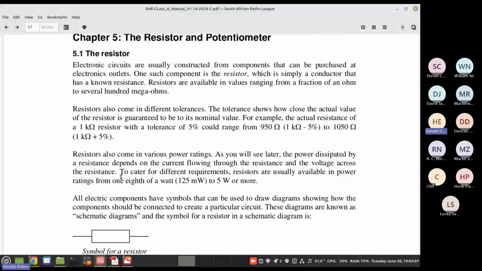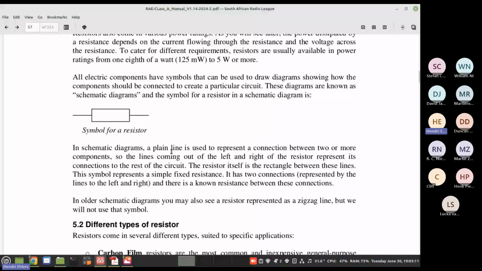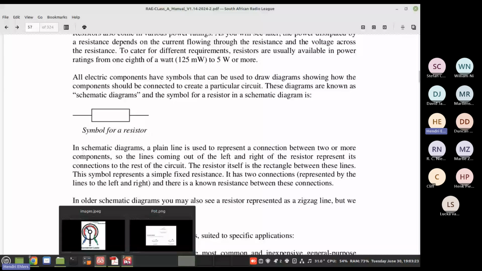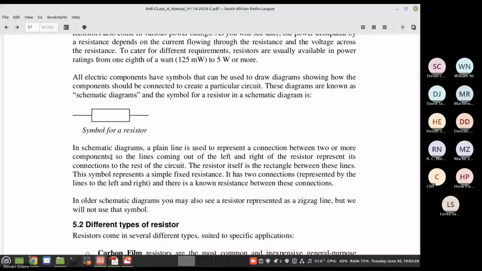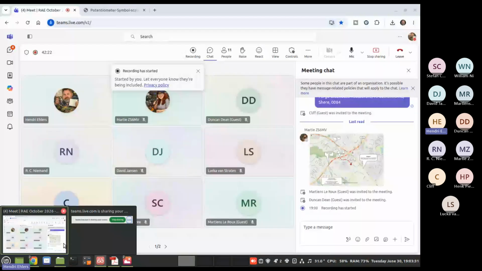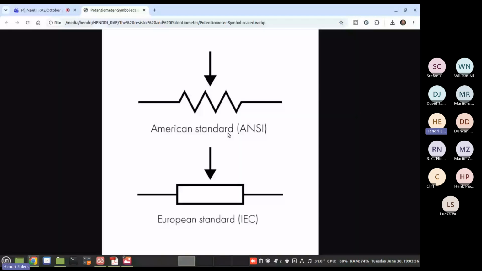Now, in the book, they give us a symbol of a resistor as a square with two lines at the end. There's actually two standards. You get the American standard and the European standard. Now, if I can get the correct picture. Ah, there it is. These are the two standards. Now, this is correct and that is correct. So you're definitely going to encounter the squiggly thing and the square one.